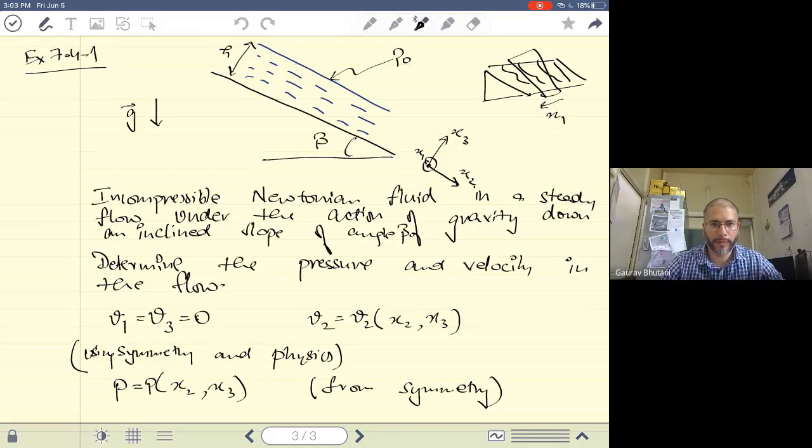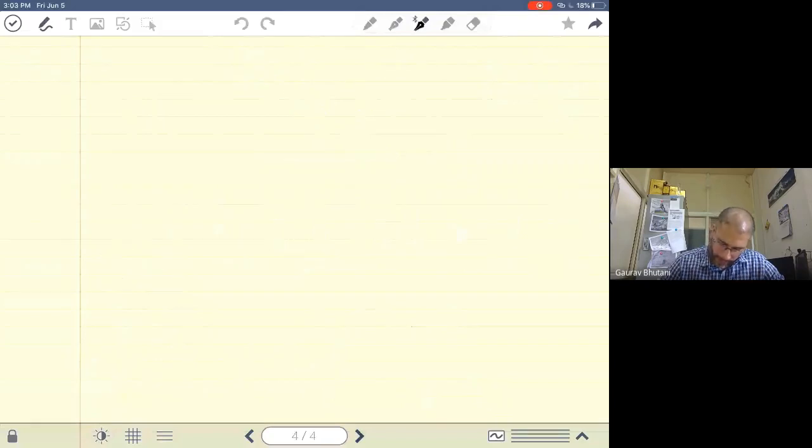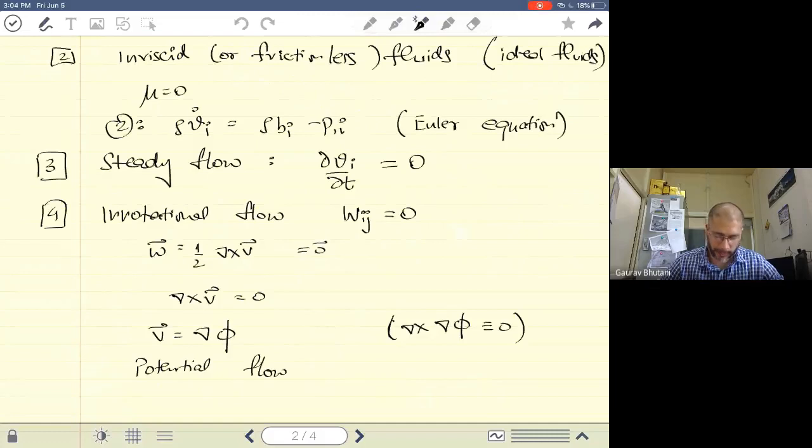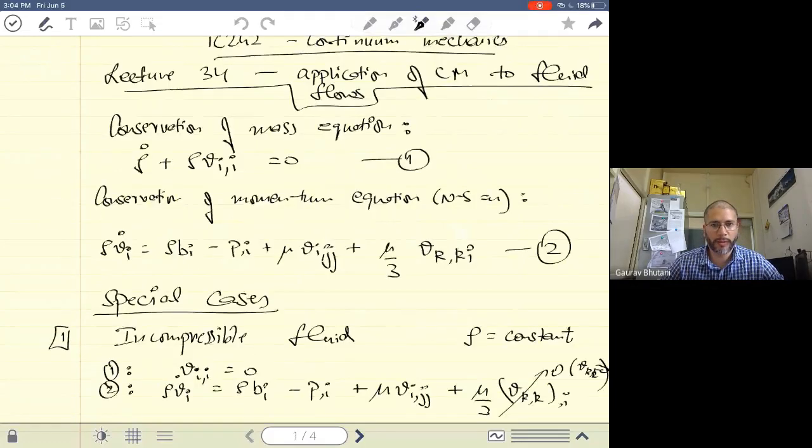All right, so using the ideas of symmetry and physics and intuition, we have simplified the number of variables we need to find. Now, let's quickly go back and see what assumptions we can apply in the form of special cases. The first special case was incompressible fluid, and that is indeed true for this situation as well. That means the conservation of mass equation simply is Vi comma i is equal to 0. So we can apply that for this problem as well.